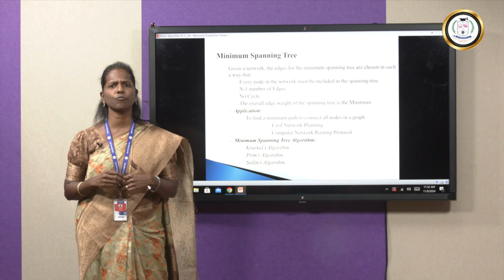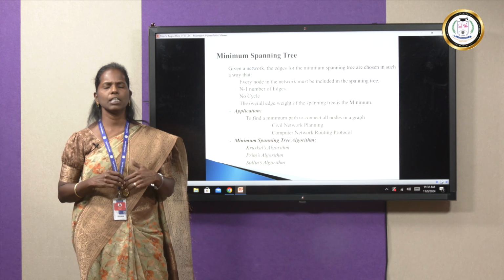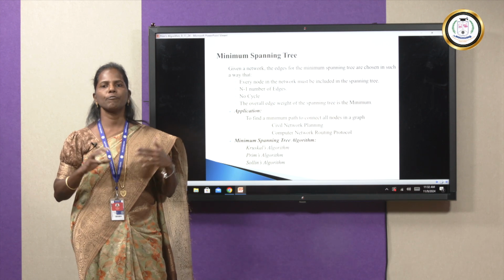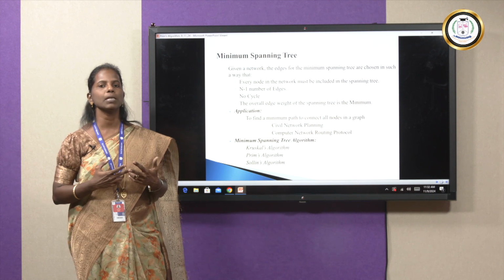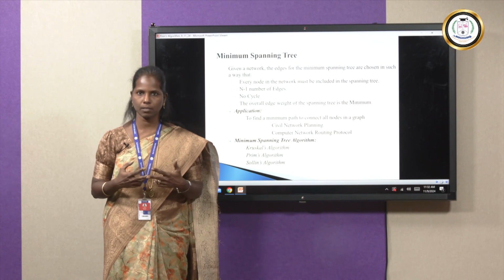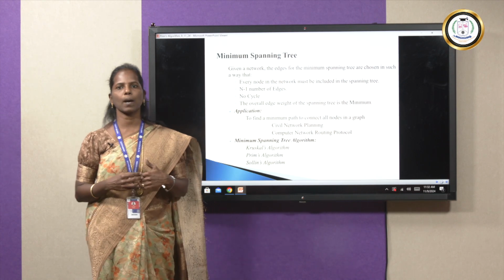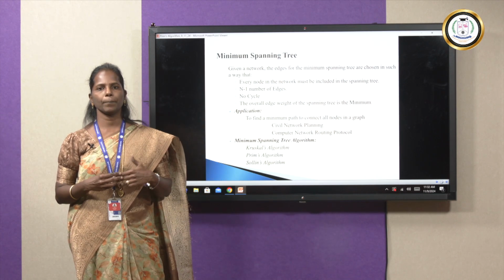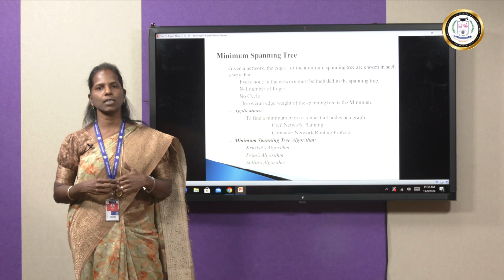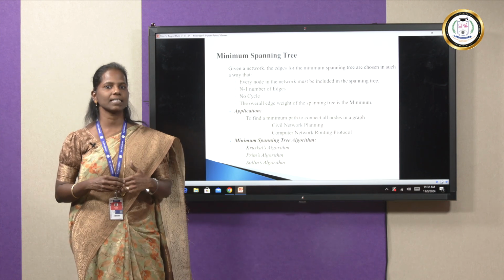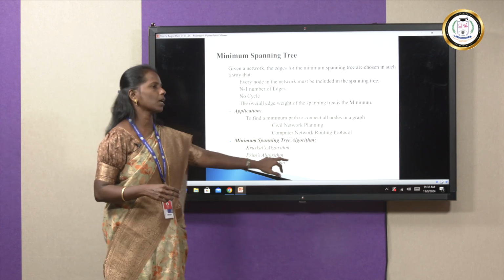The application of this minimum spanning tree is, if a salesperson wants to visit all the cities with minimum cost or minimum distance, you can go for this minimum spanning tree algorithm. Okay, so we have various minimum spanning tree algorithms. In this session, we are going to see about Prim's algorithm.